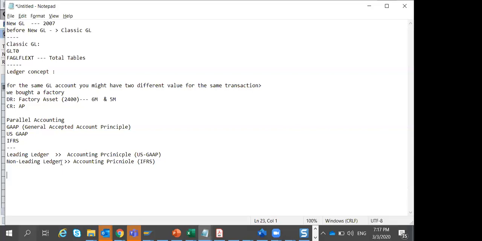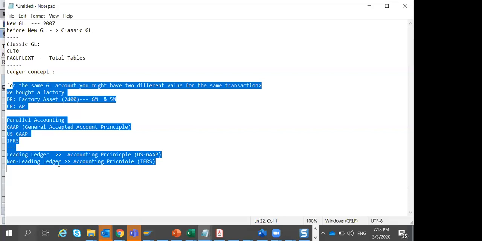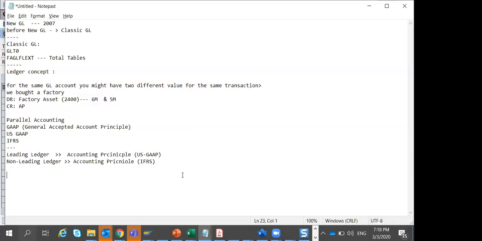Before the new GL, when it came, it came with new stuff. One was a new table, the FAGLFLEXT table. It also came with the ledger concept, and document splitting. So this is what it came with: a new table, the ledger concept, and document splitting.